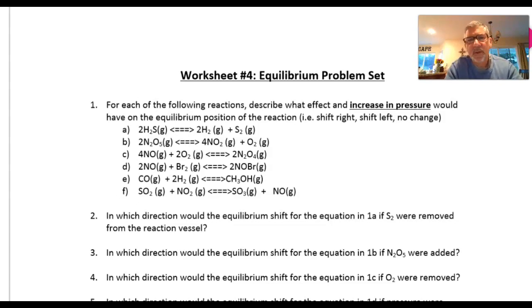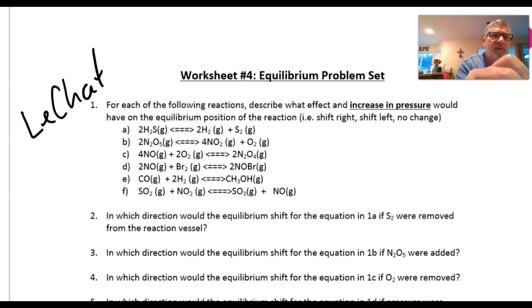Hi, welcome back. Today I'm going to help you solve some of your equilibrium problems. So this first worksheet is a Le Chatelier problem.